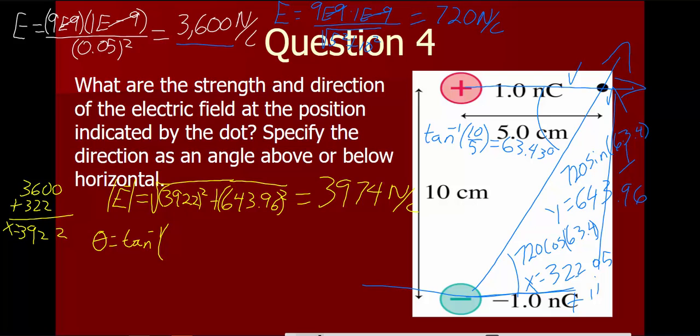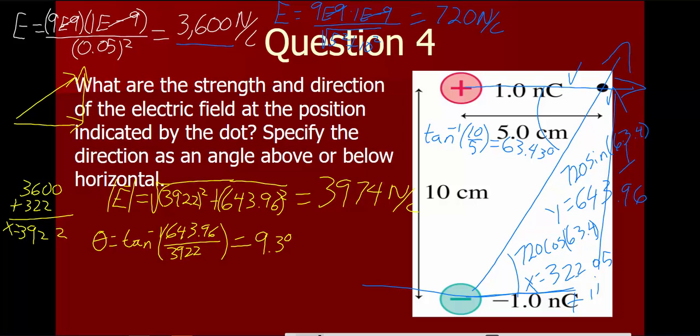So if you think about these two vectors that we're adding together, we have an x going like this, and then we have a y going up, right? So opposite would be the y, adjacent would be the x. So we will do 643.96 over the 3922, which gives an angle of something like 9.3 degrees. That's it.